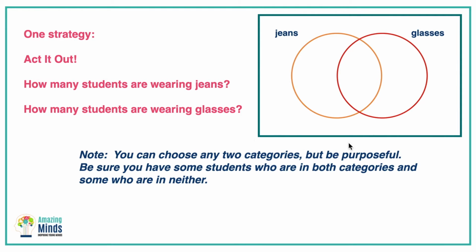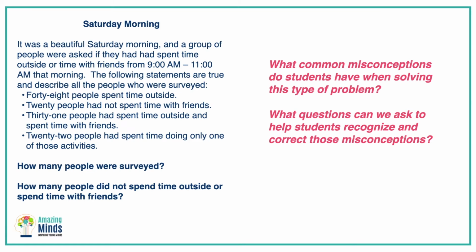And you want to make sure that you include a box for the universal set, because no matter what age, they may not be doing that yet, but that is an important concept. Now, you can choose any two categories. The important thing is that you're purposeful in your choice. You want to have some students who are in both and some students who are in neither. And once you give them those choices and they start to develop that understanding, then go back and have them look at the problem.